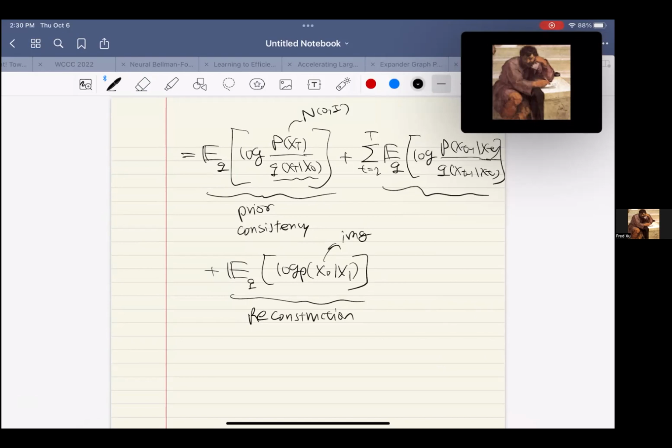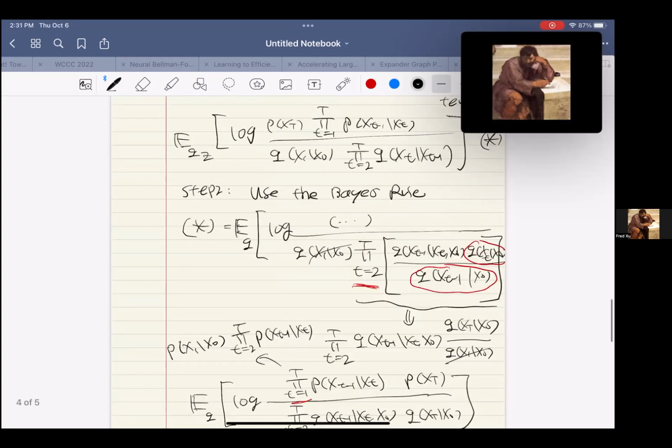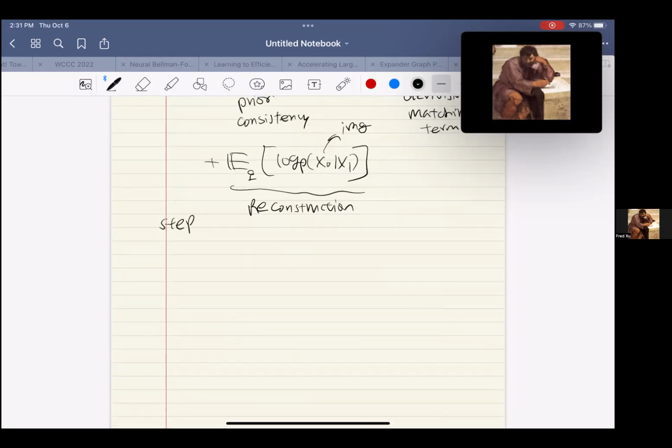One reconstruction, one prior consistency, and this one they call... I actually forgot what they call it. Do you guys have a good idea what this term means? Right, denoising matching term. All right, denoising matching term. So what exactly is this term though? We need to do some further decomposition. So the last step is to turn everything into KL if possible.